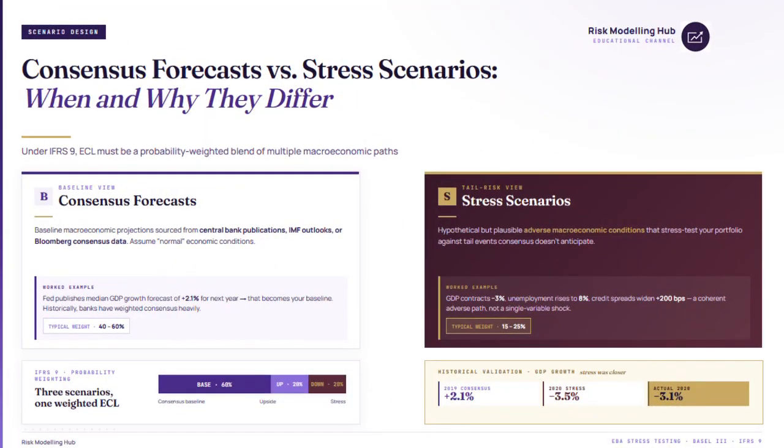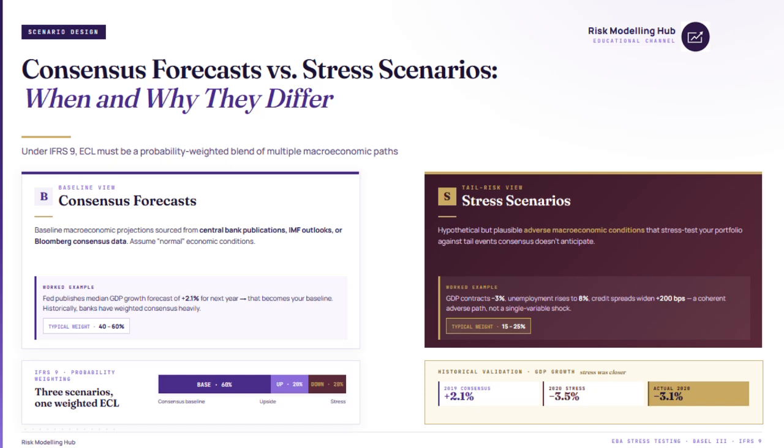Under IFRS 9, your ECL calculation must reflect a probability weighted blend of multiple macroeconomic paths, not just one optimistic view. So, consensus forecasts are your baseline view. These are published macroeconomic projections from the central banks, the IMF, or Bloomberg consensus data. They assume normal economic conditions. The stress scenarios are different. They are hypothetical but plausible adverse conditions that test your portfolio against tail risk, the events consensus doesn't anticipate, right?